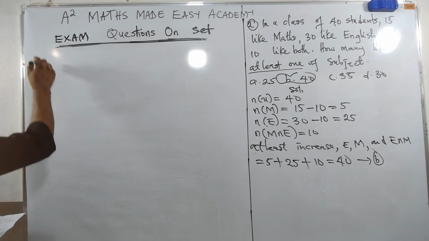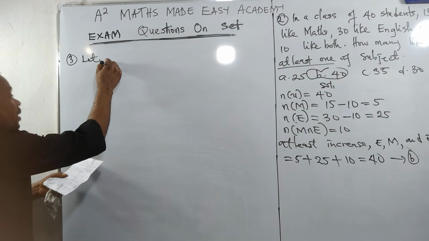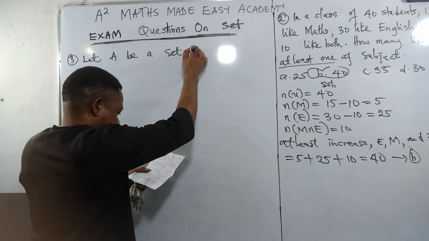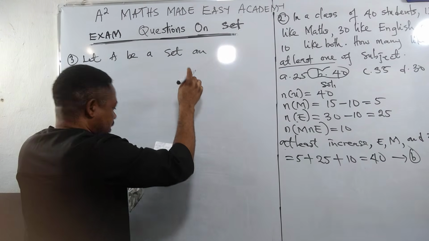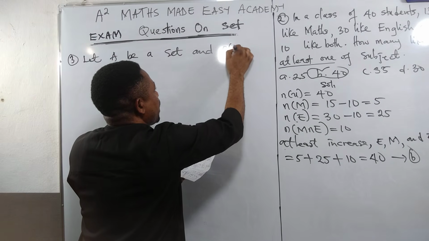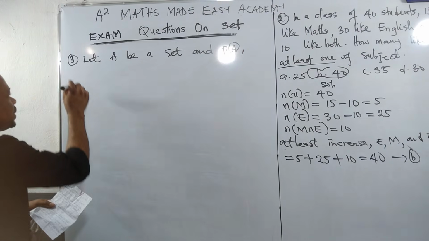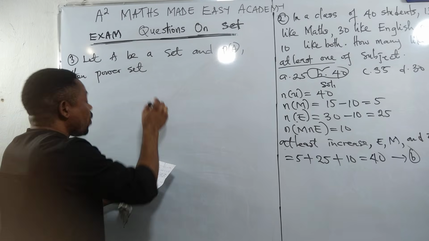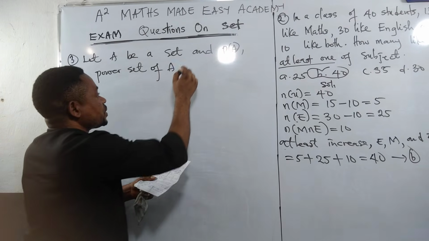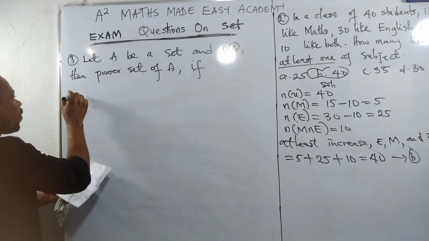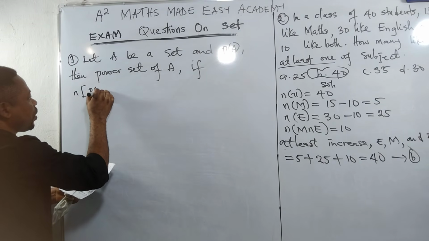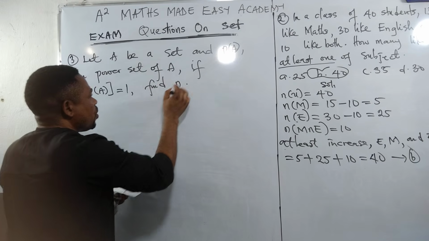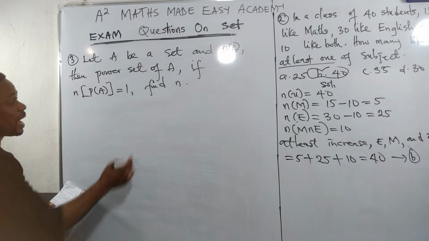Look at it. The question number 3 says, let A be a set, and P of A, are you there? Then power set. Then what? Power what? Set. Now watch this. Now of what? A. Now the question says if, now look up, if what? The cardinality of the power set of what? A is what? 1. Now the question says find what? N. We are looking for N, and N is the cardinality.